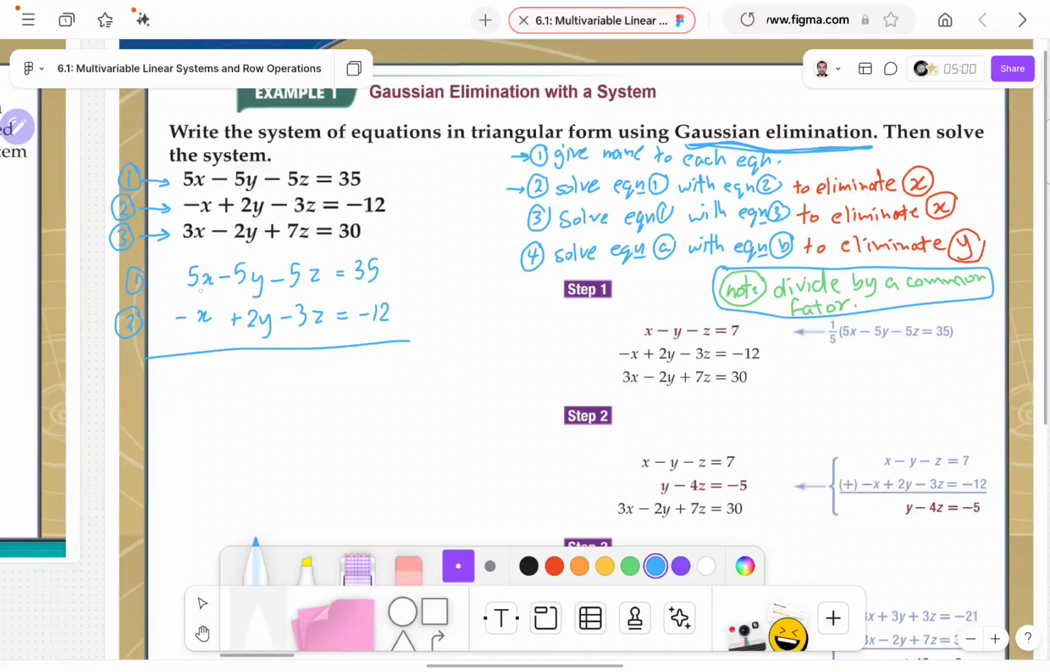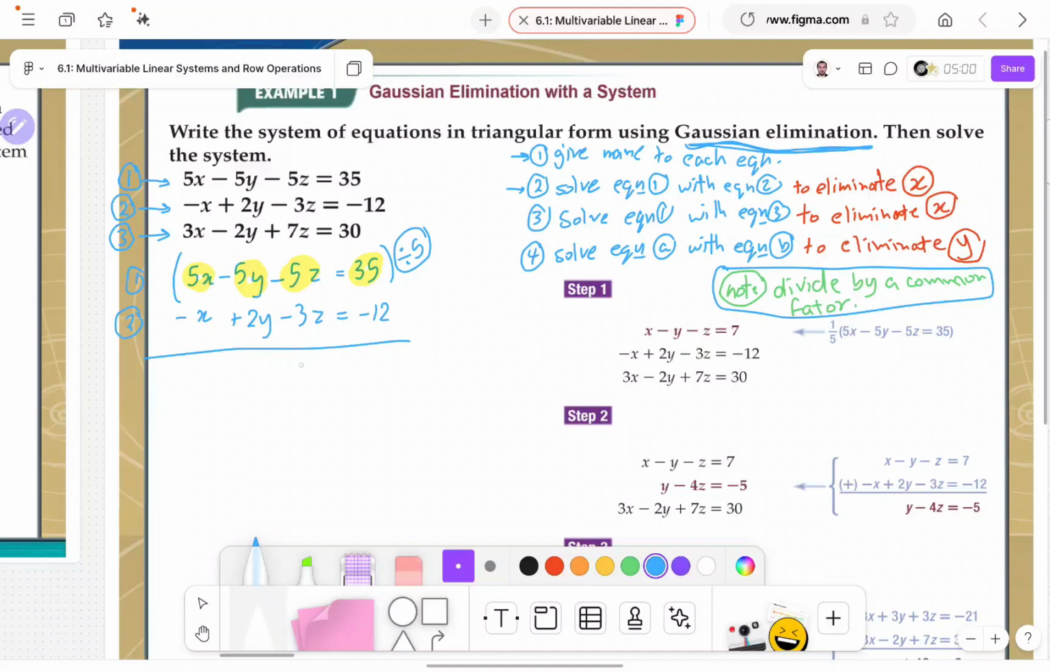Now look at equation 1. Do we have a common factor between all the terms? Yes. Here it's 5, here it's 5, here it's 5, here it's 35. So I can divide the whole equation by what? By 5. Let me write here: divide the whole equation by 5.